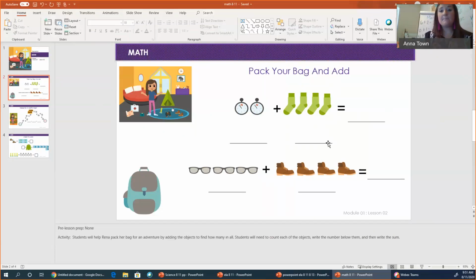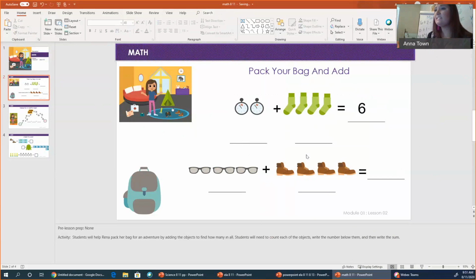Let's find our sum. Pretend these are just like the counters we were using on the screen. You're going to count all of them, the compasses and the socks. 1, 2, 3, 4, 5, 6. 2 plus 4 is 6. 6 is our sum, boys and girls.